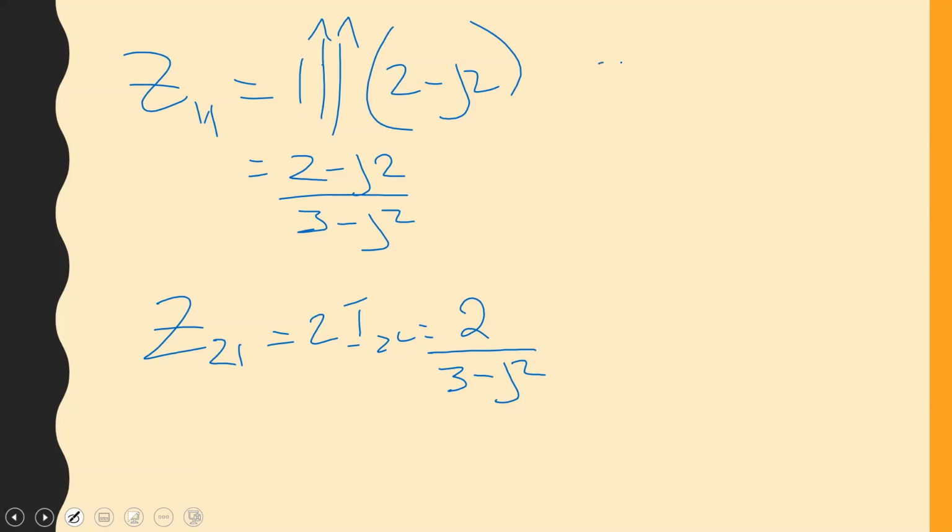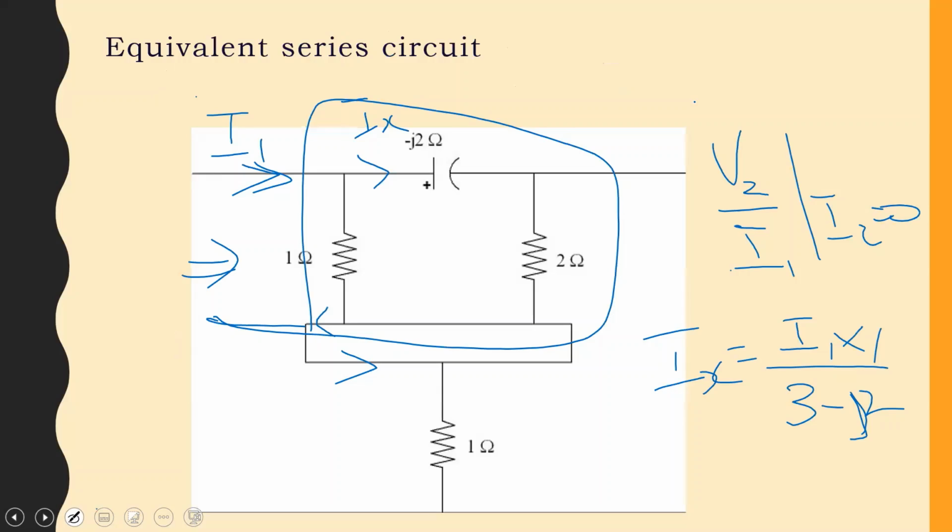With I1 equal to 0, what is Z12? Go back to the circuit. Z12 is V1 over I2. So where is V1? Across the 1 ohm resistor.